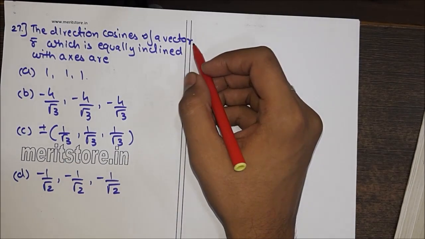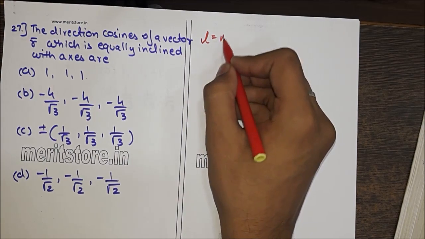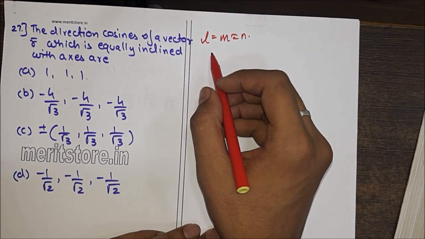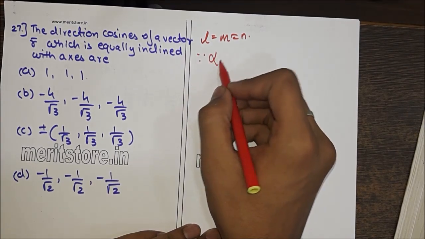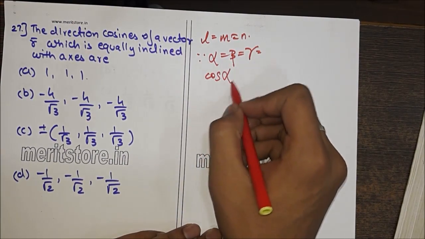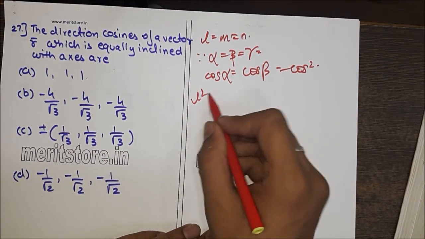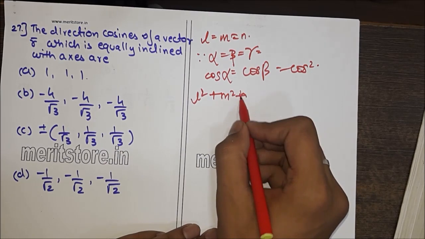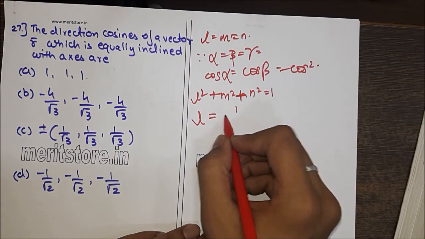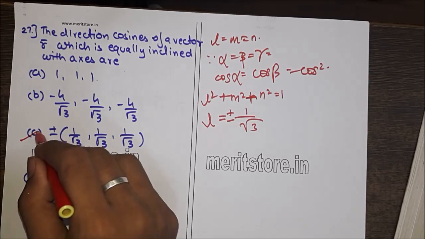We know that l, m, n are the direction cosines of R. So it would be l is equal to m is equal to n. We get alpha is equal to beta is equal to gamma. Similarly, cos alpha is equal to cos beta is equal to cos gamma. So we get l square plus m square plus n square is equal to 1. So we get the value of l as plus or minus 1 by root 3. So our correct answer is option C.